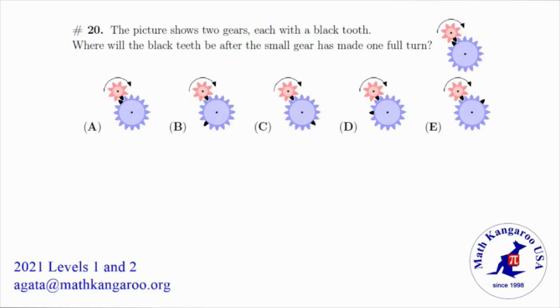Problem number 20. The picture shows two gears, each with a black tooth. Where will the black teeth be after the small gear has made one full turn? A, B, C, D, or E?